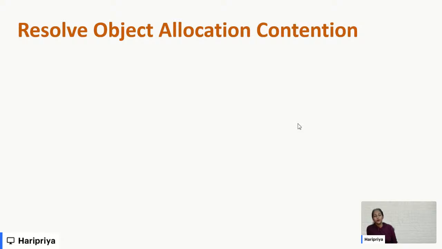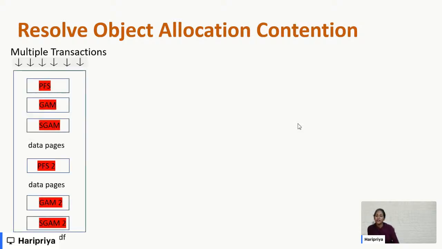Okay, now that you know how to identify it, how do we resolve it? Bringing this image back where you have a data file and transactions are hitting it, trying to get a latch, and you have contention on PFS, GAM, and SGAM pages. How do we reduce this contention? When you have more PFS, GAM, SGAM pages, then the transactions can spread across, right? How do we get more PFS, GAM, and SGAM pages? By creating more data files.